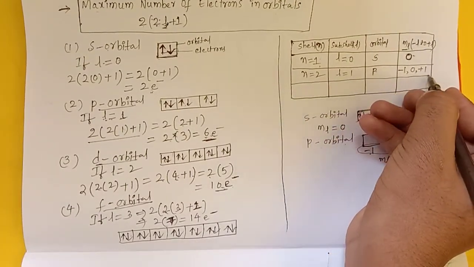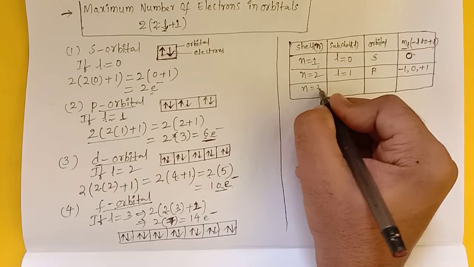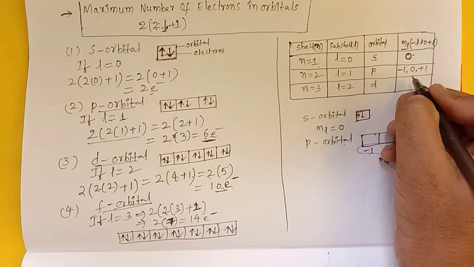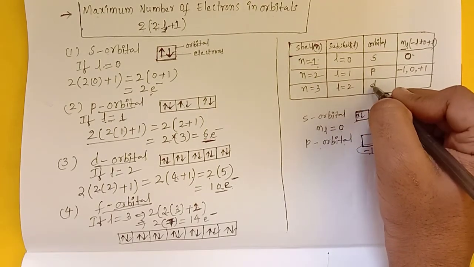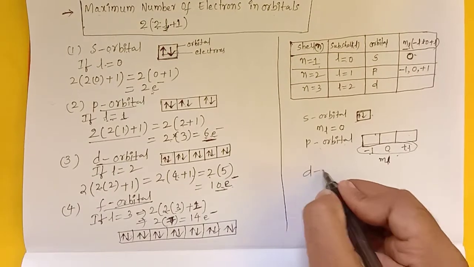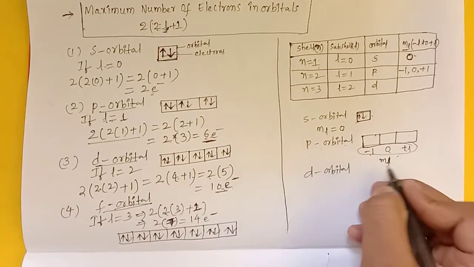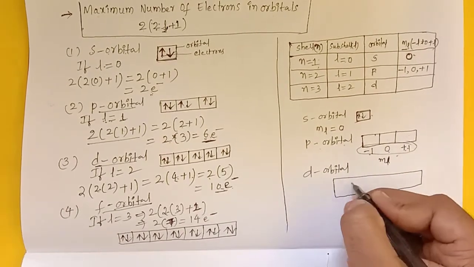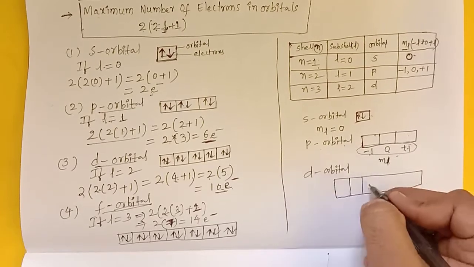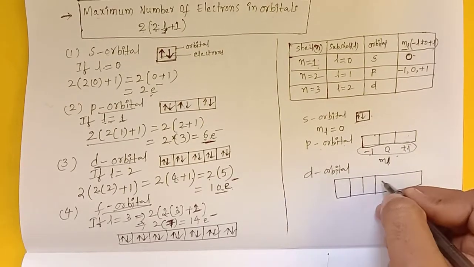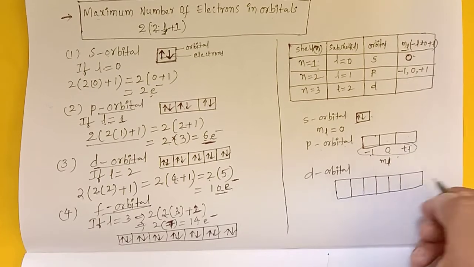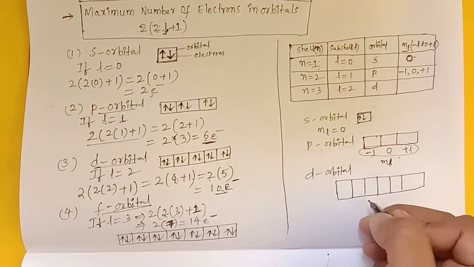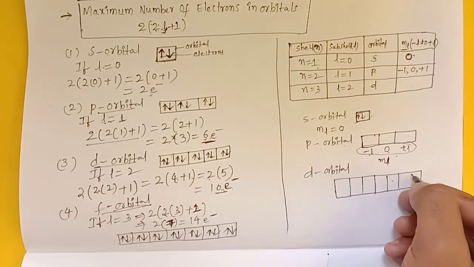Next, n equal to 3. N equal to 3 means L is equal to 2. L is equal to 2 means which orbital? D orbital. So d orbital means how many orbitals are there? 1 2 3 4 5. 5 we have to consider.